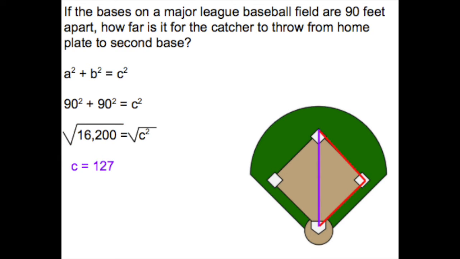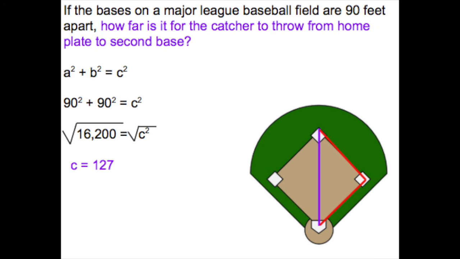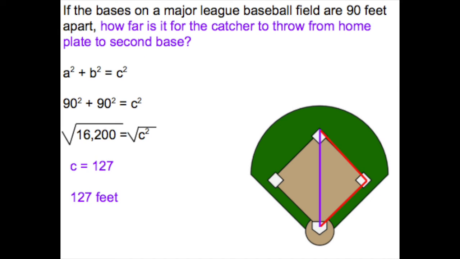Using the Pythagorean theorem, we have determined that c equals 127. And remember, c represented the hypotenuse, which was the distance from home plate to second base. So this answers our question. How far is it for the catcher to throw from home plate to second base? It is 127 feet.